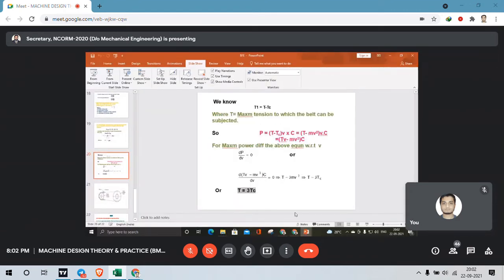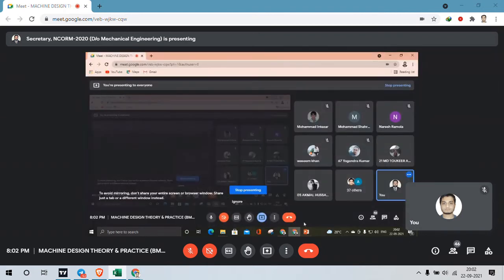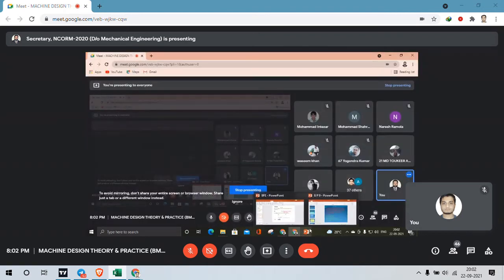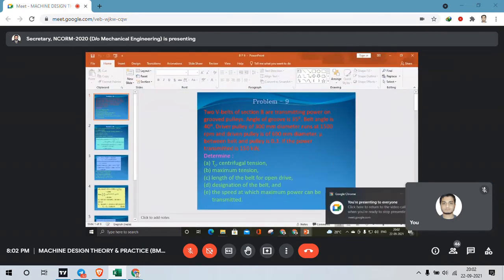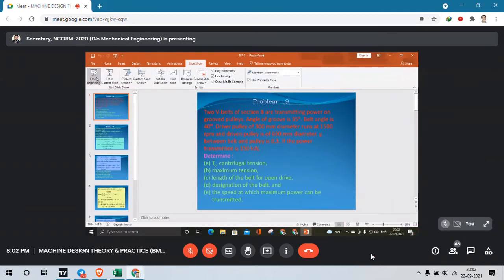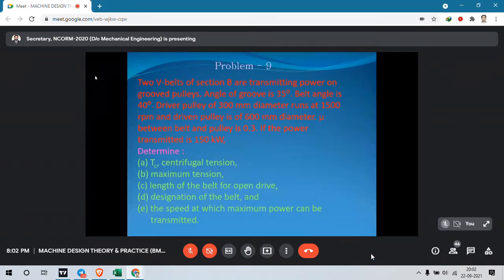So that's all about the theory part of the belts. Now let us take a problem. Please note the problem.